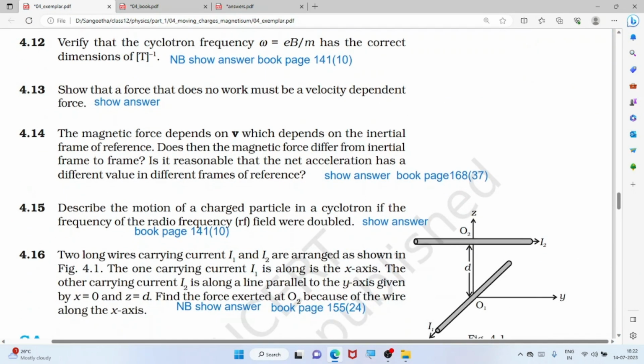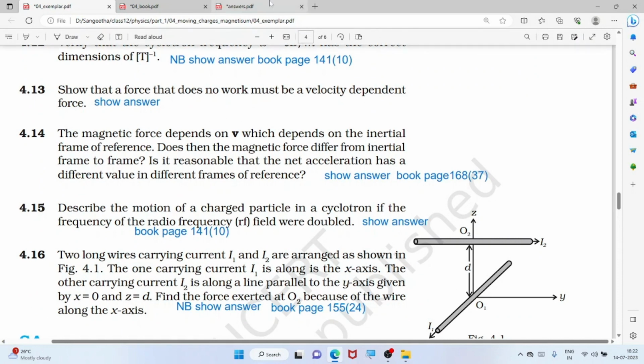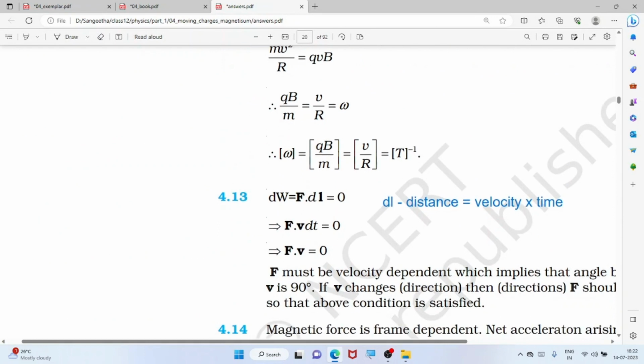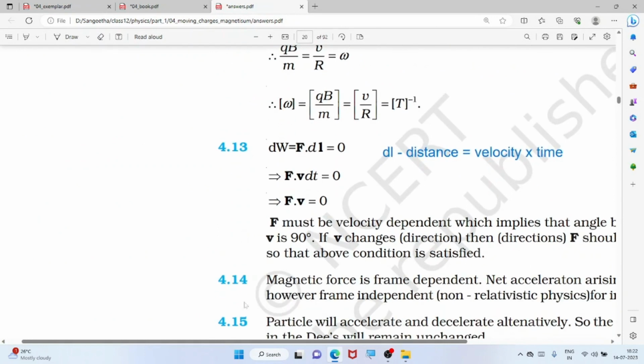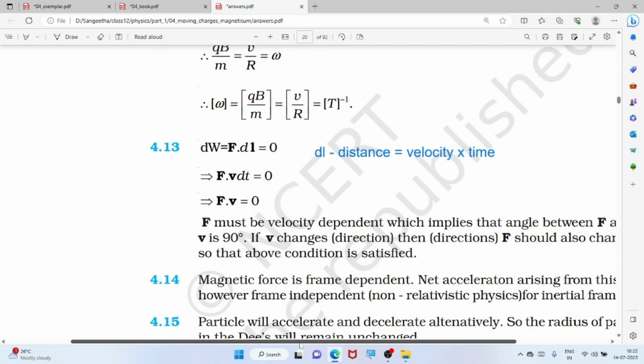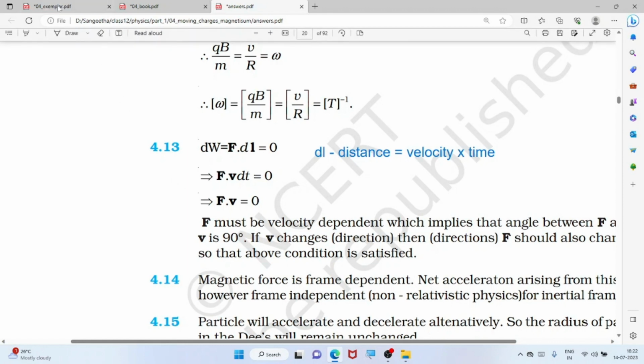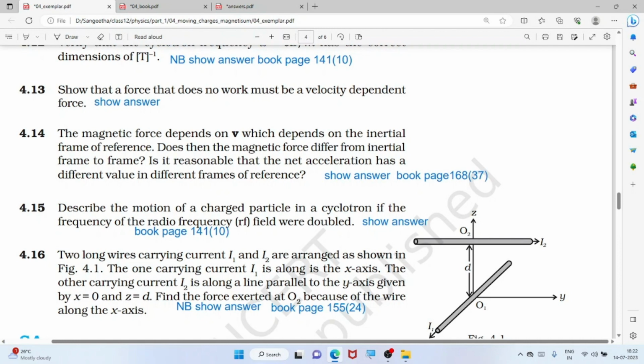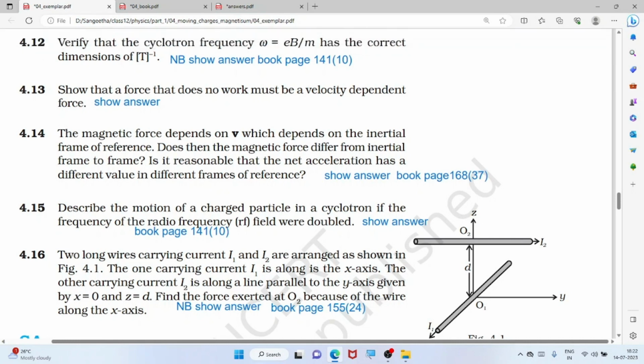So the force that does no work must be a velocity dependent force. Okay, you can go through this answer. Here d is the distance, that means velocity into time, so force into distance. You can go through it, velocity dependent. The magnetic force depends on the V, which depends on the inertial frame of reference.